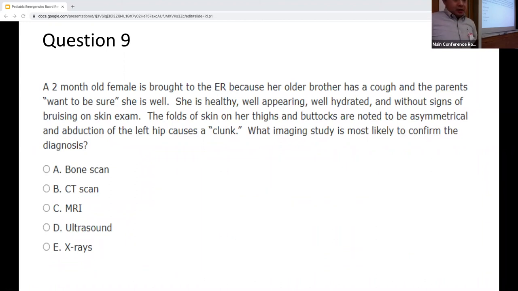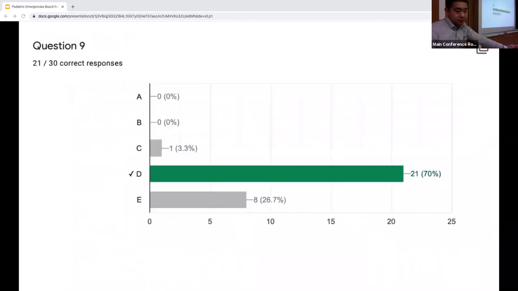All right, so question 9, a 2-month-old is brought to the ER because the older brother has a cough and the parents just want a medical exam. She's healthy, well-appearing, without signs of bruising. But you notice that the folds of the skin in her thigh and buttocks are asymmetrical, and then abduction of the left hip causes a clunk. What imaging study most likely confirms the diagnosis? And so this diagnosis is developmental dysplasia of the hip, and the answer is ultrasound. Most of you got that right, which is great.